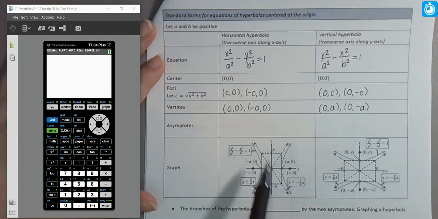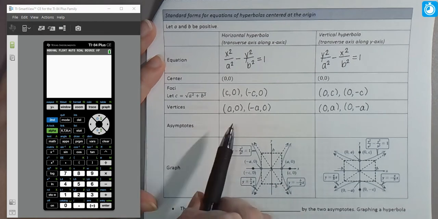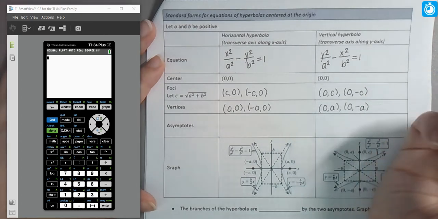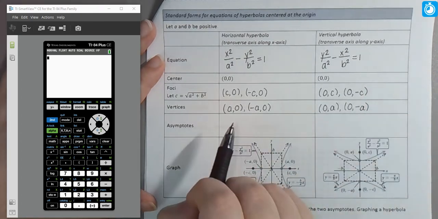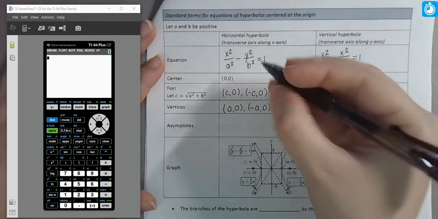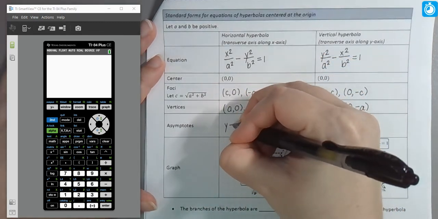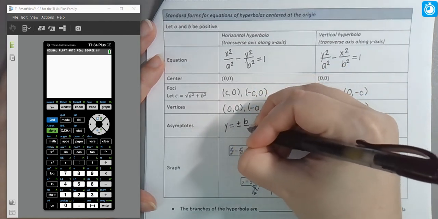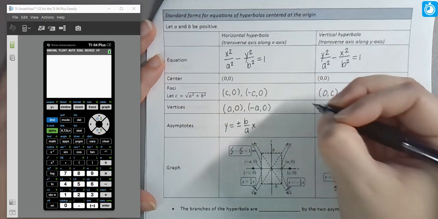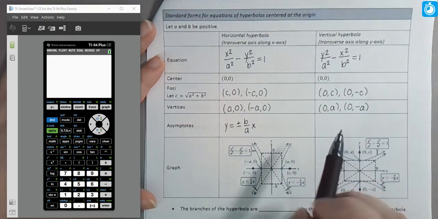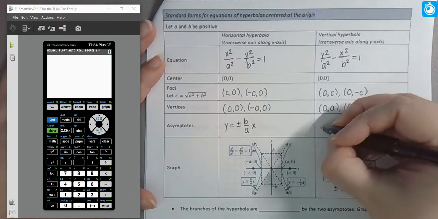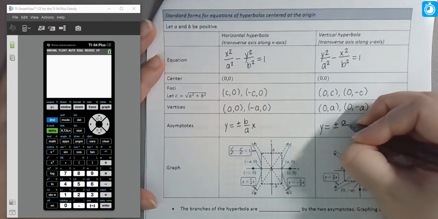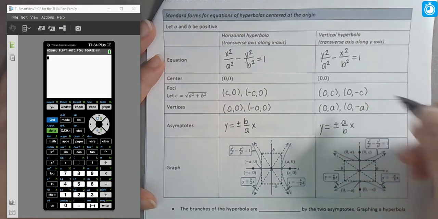So asymptotes in this case are linear, so the equations we write are going to be in slope-intercept form. So we're going to have two of them, which means there's two equations. I'm going to write it as the form of just one with a plus minus though. So my asymptotes are going to be of the form y is equal to plus or minus b over a times x. And then if I'm looking at a vertical hyperbola, it's going to be y is equal to plus or minus a over b times x.